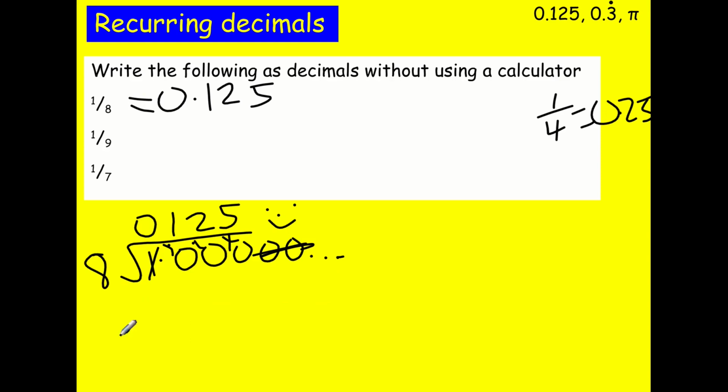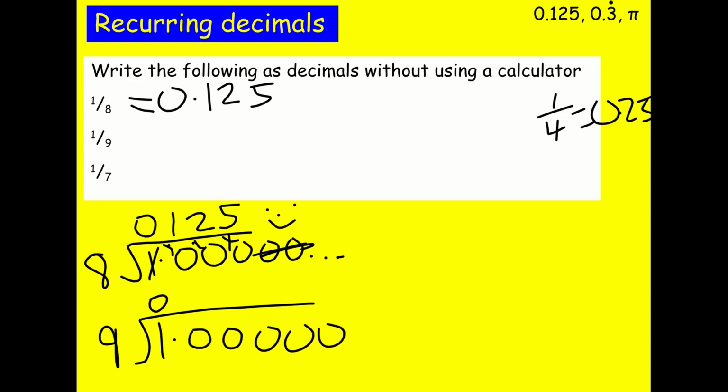Okay, let's do 1/9. You may know what 1/9 is already, or you may not. So let's assume not. Then you do 9s into 1, 0. But then again, we add our zeros here. 9s into 10, 1, remainder 1. 9s into 10, 1, remainder 1 again, and again. This is going to go on forever.